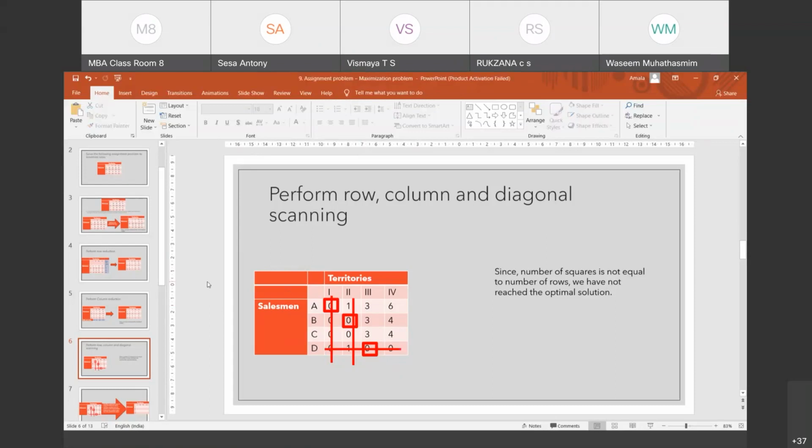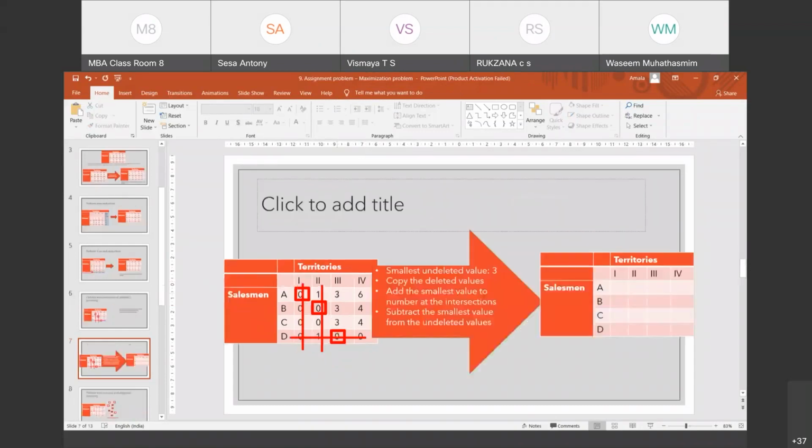See, this is the matrix from the previous step, the first matrix in this. This is not an optimal solution because the number of squares is 3 and the number of rows is 4, so it is not optimal. The smallest value which is undeleted, over here, is 3. So first of all, at the intersections, just add the smallest value to the intersections.